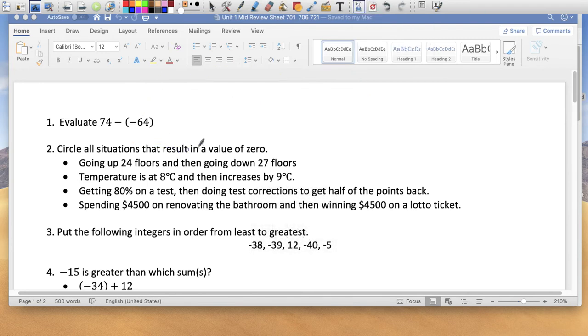Circle all situations that result in a value of 0. Going up 24 floors and then going down 727 floors, you'll be underground, so that's not 0. Temperature is 8 and then increases by 9. Oh, wait, goes to 0.